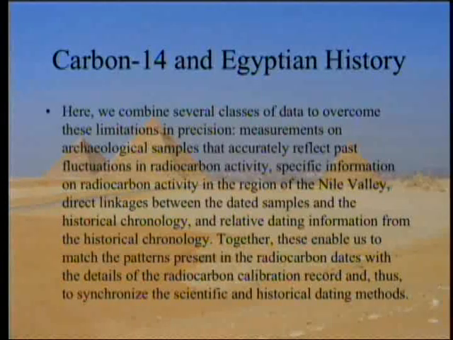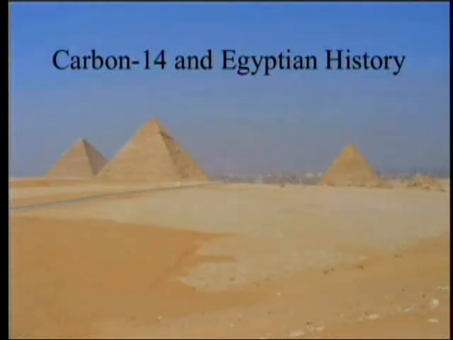Here we combine several classes of data to overcome these limitations in precision. Measurements on archaeological samples that accurately reflect past fluctuations in radiocarbon activity, specific information on radiocarbon activity in the region of the Nile Valley, direct linkages between the dated samples and the historical chronology, and relative dating information from the historical chronology. Together, these enable us to match the patterns present in the radiocarbon dates with the details of the radiocarbon calibration record, and thus to synchronize the scientific and historical dating methods.